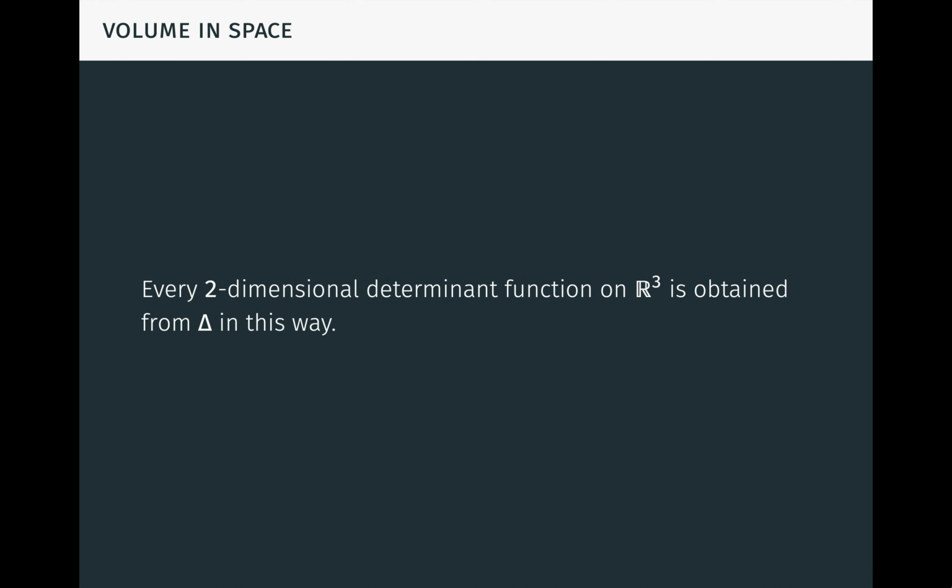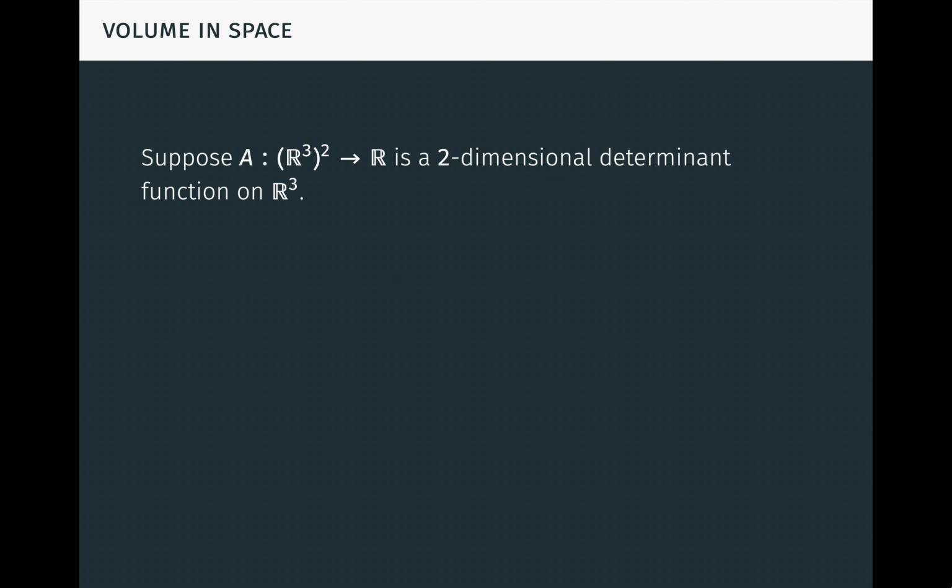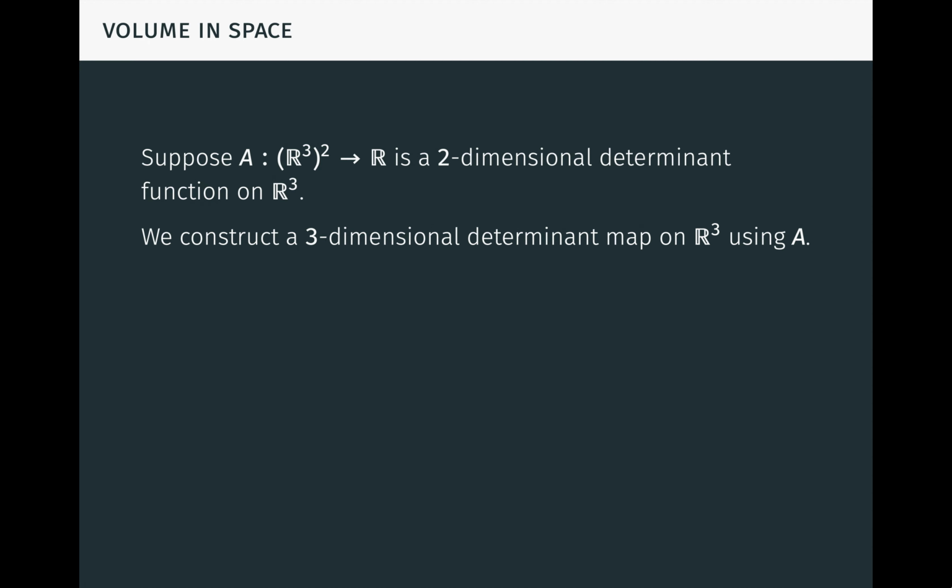Every two-dimensional determinant function on R3 is obtained from delta in this way. To see this, suppose that A is any two-dimensional determinant function on R3. We want to construct a three-dimensional determinant map on R3 using A, so that we can make a connection with delta. But how can we do that?